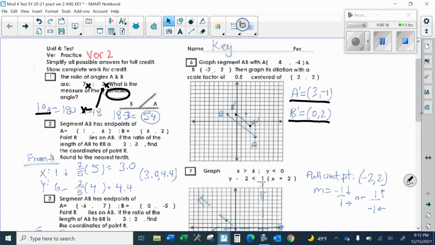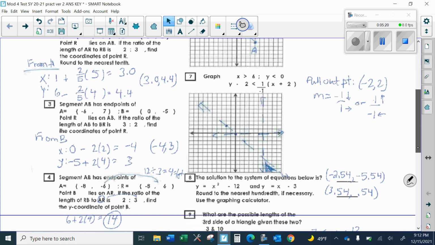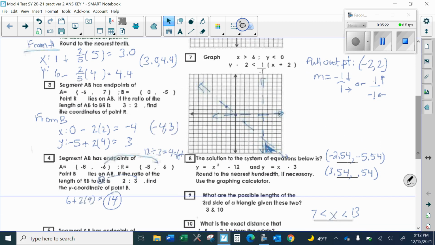Okay, number 3. A to B again, those are the endpoints, R is in between. But I look at what's given to me. A to B, that's a total of 3 parts. A to B is the whole distance. So the whole distance is 3 parts. And then it says from B to R is 2 parts away. So since they give me B to R, I'll go ahead and go from B.